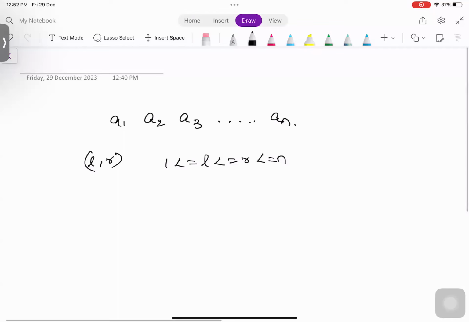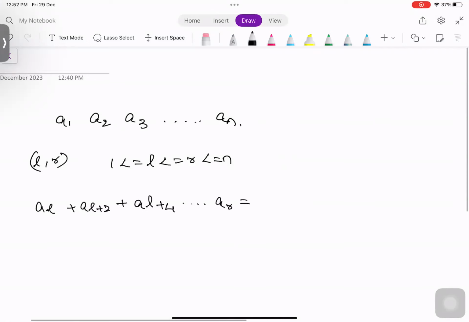The first part is AL plus AL+2 plus AL+4 all the way up till AR, which is equal to AL+1 plus AL+3 plus AL+5 all the way up till AR-1. This is possible when L and R have the same parity.